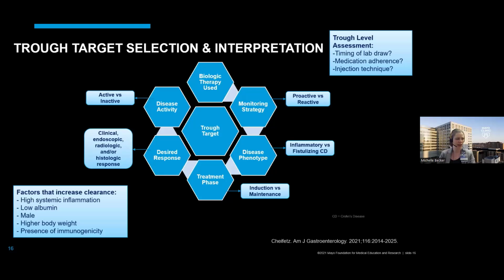Other factors to consider on our lower left would be patient-specific factors that can increase the clearance of a medicine, such as having high systemic inflammation, low albumin, male sex, higher body weight, or the presence of antibodies or immunogenicity. Also, as I'm looking at a trough test, I always want to make sure that the timing is appropriate. Was it a true trough versus maybe an accidental peak, or checked mid-cycle, which we have to be cautious with given variable clearance?